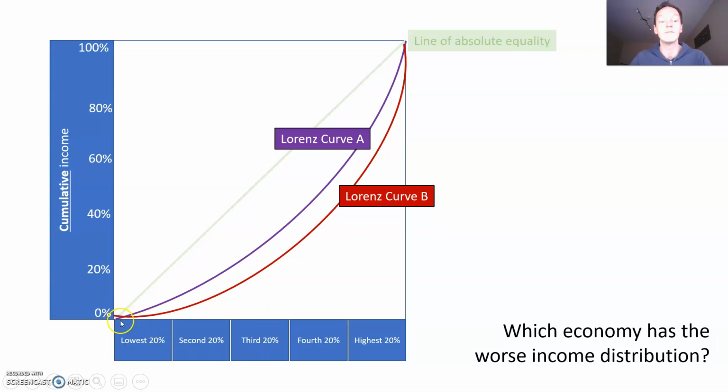If you had a curve, and follow my mouse here, if you had a curve that went all the way along here and only started to come up around here, well, you'd have an economy where 60% of its people only earned about 4% of the wealth, or the income in this case. And that's not a very good situation. So the bigger it bows out, the worse it is for income inequality.